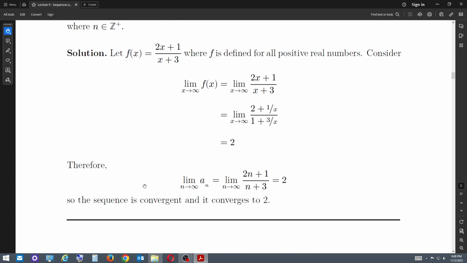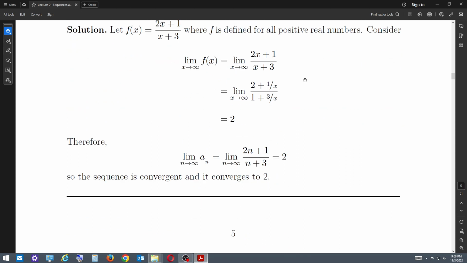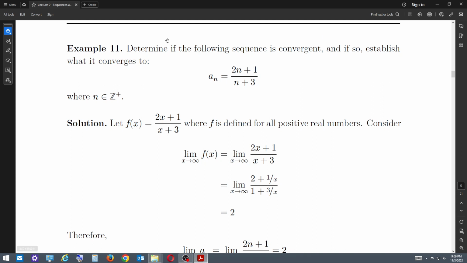That's another important thing I want to point out here. This question is actually two parts. First, determine if the sequence is convergent. Second, if it's convergent, tell me what it converges to. So you actually have to give me two answers. You have to say, so the sequence is convergent, yes, and it converges to 2. So make sure you answer both questions. If it isn't convergent, well, then you just say it's divergent and you stop there.